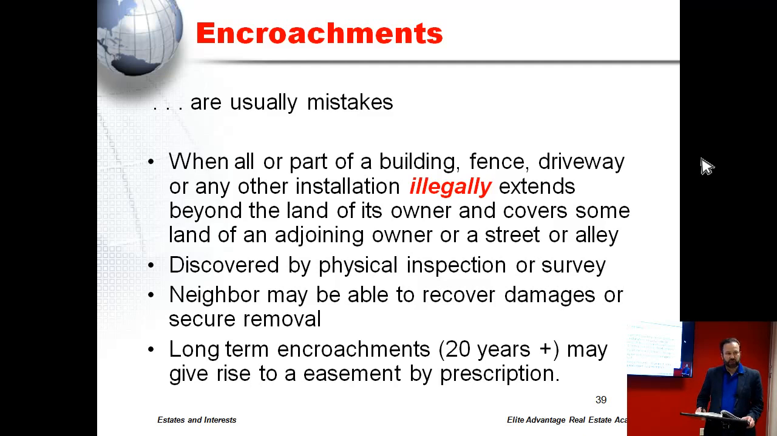Okay, long-term encroachments for 20 years or more may give rise to an easement by prescription, however. So, going back to my example in Gibbstown. Because that garage was there for probably 25 years, the neighbor could have, by way of prescription, gone to the court and said, okay, we now want that piece where our garage is extending, and take it. So now the property line would go like this, out and around. So that's what could happen.